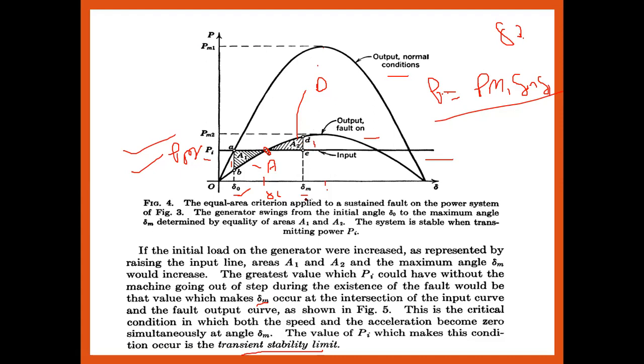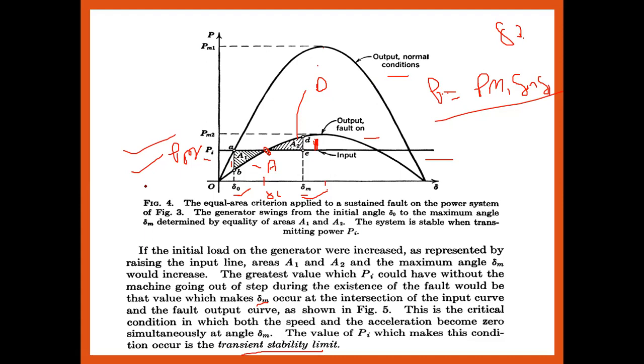It should be zero at the point del m, because this is deceleration, and here is acceleration. So this point D is the decelerating power point. And AB is the accelerating power. So this is under the sustained line fault condition.